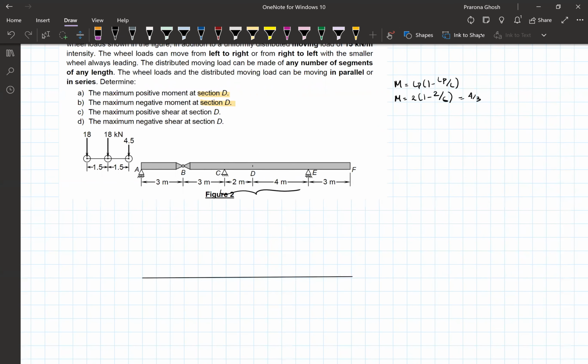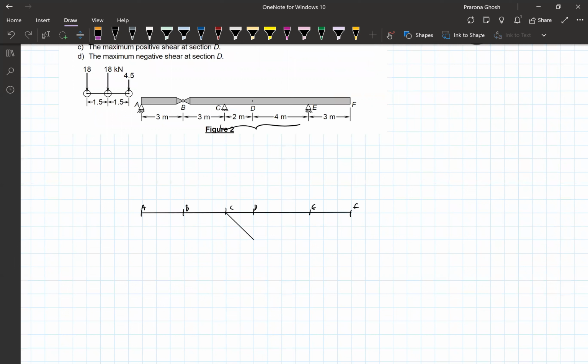If I start here and here, I'm just going to do my points A, B, C, D, E, F. Then I know it's 4 over 3 at D, and I have to go down because positive is below. So that's 4 over 3. And we have a support here, so C and E have to be 0. At D, we just calculated that. That was 4 over 3.